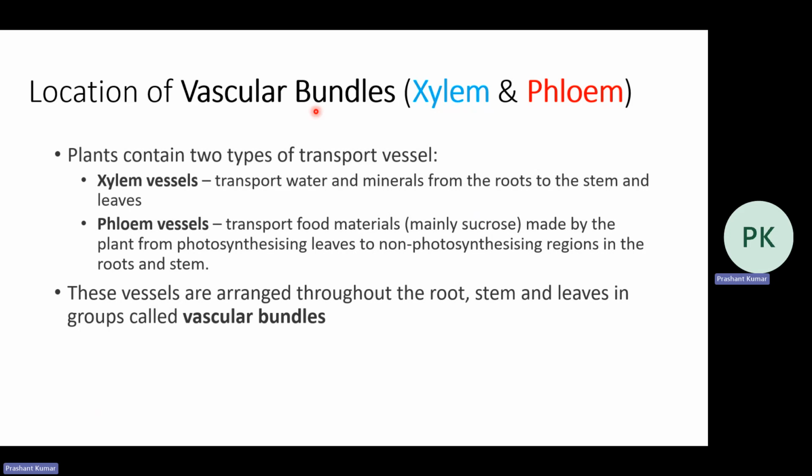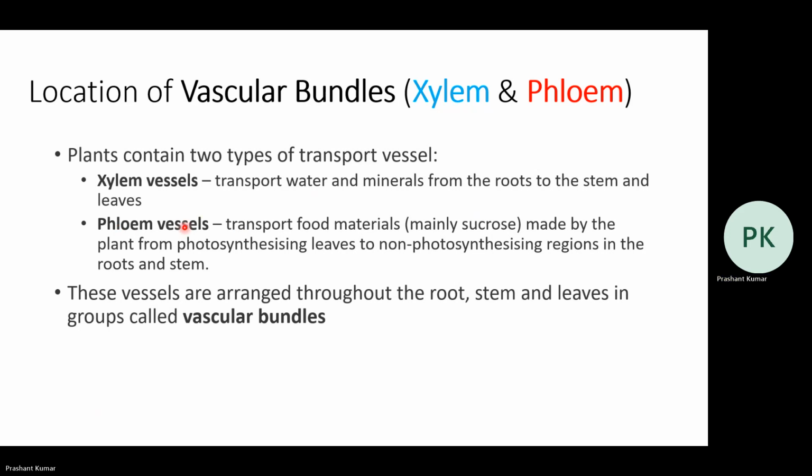Xylem vessels are actually dead tissue, and they help in transportation of water and minerals. Why minerals? Because minerals are generally dissolved in water. So when water is going up, along with the water, minerals also get carried away, right? From the root to the stem, and then from stem to leaf. Now, water moves by osmosis, whereas minerals will move by the diffusion process in the plant.